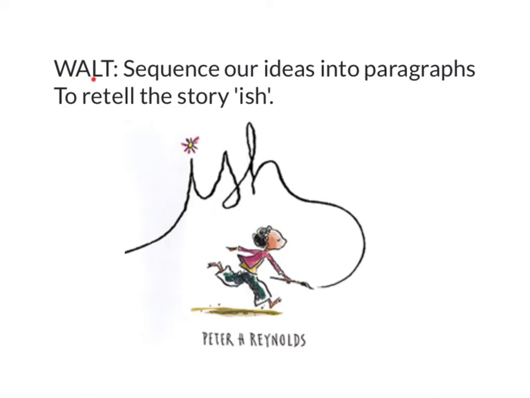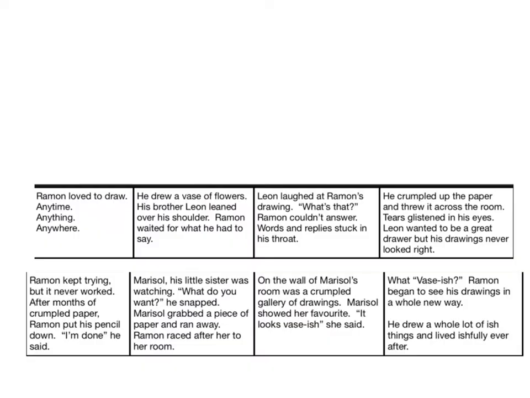We are learning to sequence our ideas into paragraphs to retell the story Ish. Today I'm going to talk to you about sequencing your ideas into paragraphs so that you can do a written retell of the story Ish. So here I have the main events from the story, which you used yesterday to help you to come up with adjectives to describe the emotions and the actions for different parts of the story.